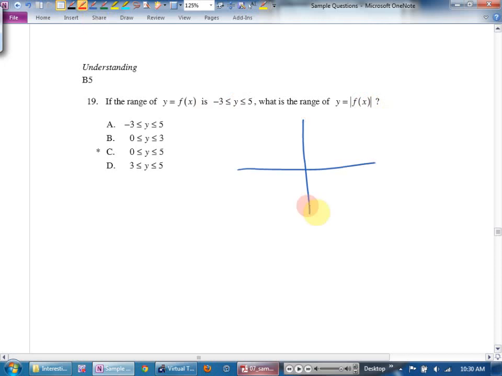Well, let's see. This part would stay as is. This negative part would flip up and stop when I got to +3. Everything from 0 to 5, it looks like. A lot of students want to go from 3 to 5. That's the most common answer kids pick.